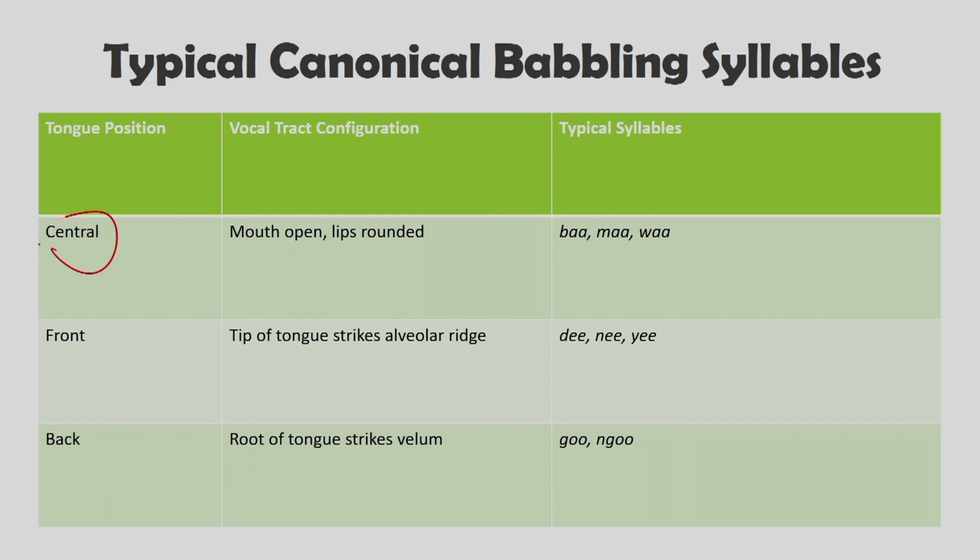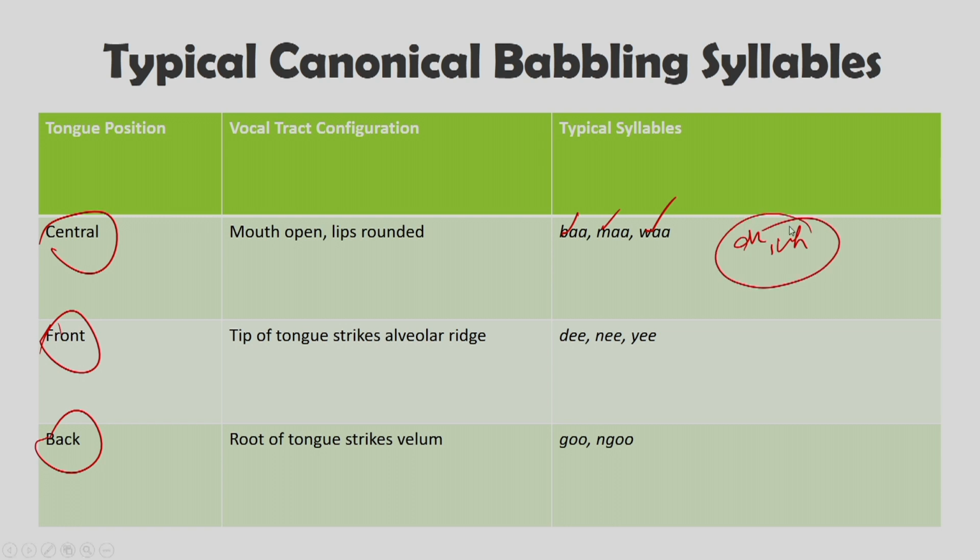You have a central pattern, a front pattern and a back pattern. If the tongue happens to be in the central position during babbling, the lips will constrict the vocal tract when the jaw closes, producing consonants like B, M, W, and vowels like UH and AH. So, they are able to produce this.